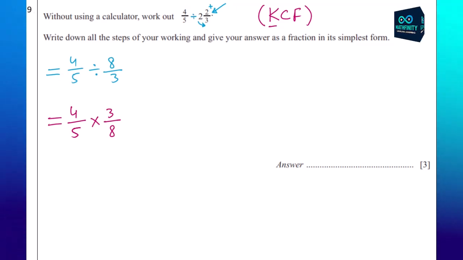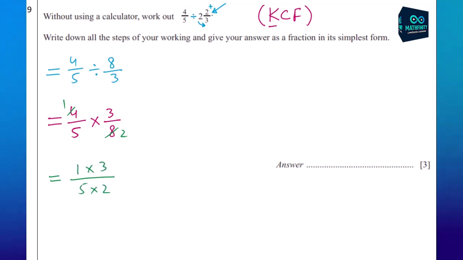Now we will multiply numerator with numerator and denominator with denominator. This is one of the ways, or you can cancel out, like we can see 4 times 1 and 4 times 2, we can cancel. What is left? You have to multiply 1 times 3, 5 times 2. The final answer is 3 over 10.